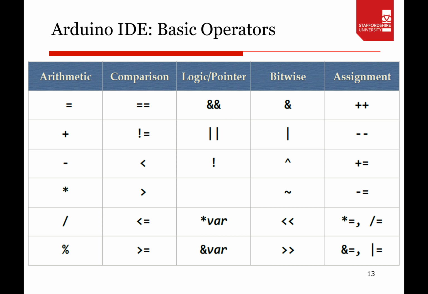Arduino IDE basic operators. The general rule is that in arithmetic you use a single character. So the equals sign, A equals B, plus, minus, times, divide, and modulus. So what's the remainder? 10 rem 3. Equals equals is a comparison, which would be used for a conditional statement.